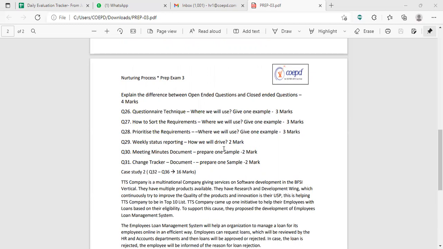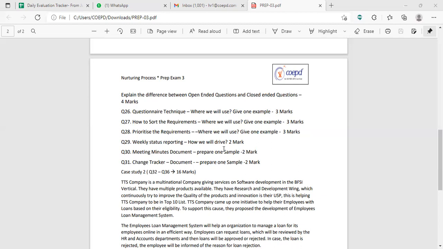Okay. Then we have the 30th question that speaks about minutes of the meeting document. So basically, minutes of the meeting is when the meeting is over, we will just jot down the important points. That document is called the minutes of the meeting document. So you can prepare one basic sample. According to you, what elements or contents must come into the minutes of the meeting document.